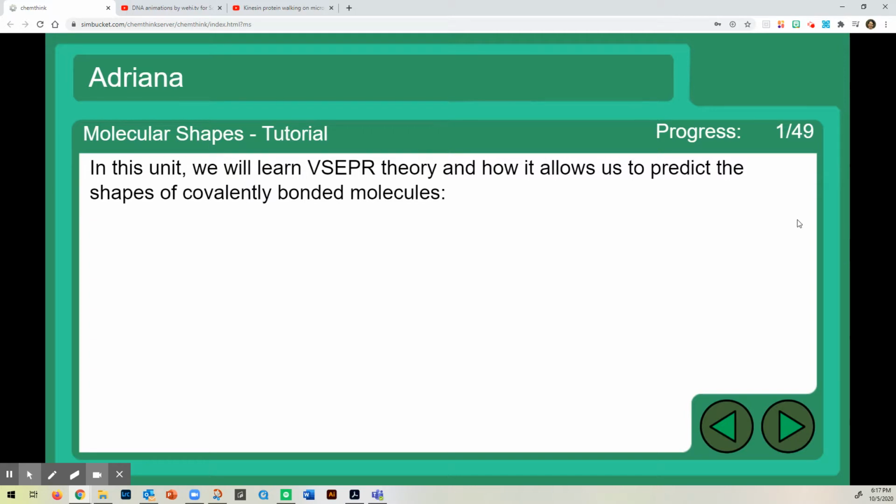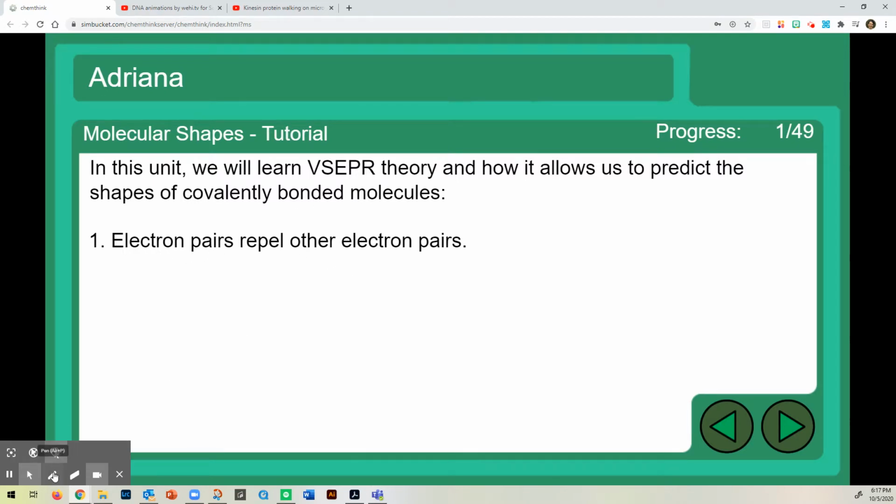We're going to be learning about something called VSEPR theory, and it lets us predict the shapes of covalently bonded molecules. So right away, I want you to be aware that we're talking about covalent bonds, which means that we're going to be dealing with sharing of electrons. The key thing to remember with VSEPR theory is that electron pairs repel other electron pairs. And this should be somewhat familiar to you already.